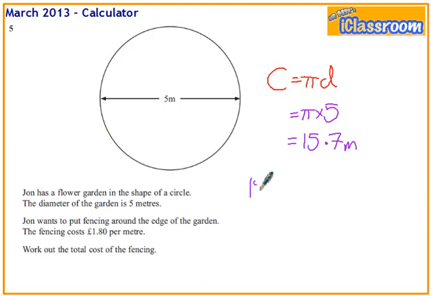Now I need to multiply my 15.7 by the cost of the fence, which is £1.80 per metre. And the final answer here is £28.26.